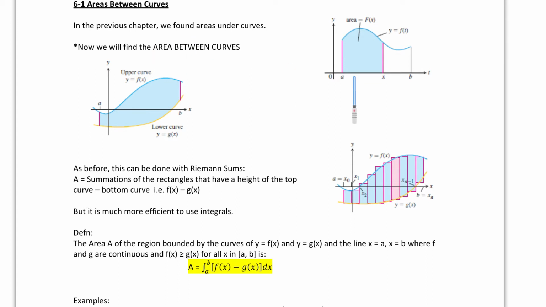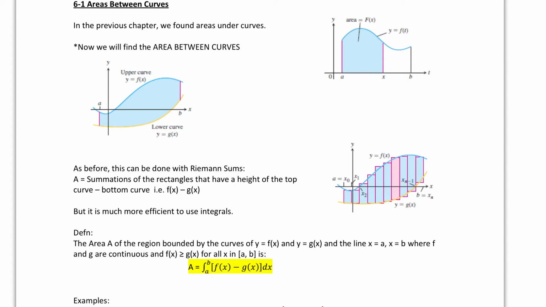Well, what if you've got two curves? What if you want the area of something sandwiched between this top curve and the bottom curve? Well, the problem doesn't become any more difficult. If you want to find the distance from here to here, what would you do? You'd take the top piece minus the bottom piece. That's how you found the height over here.